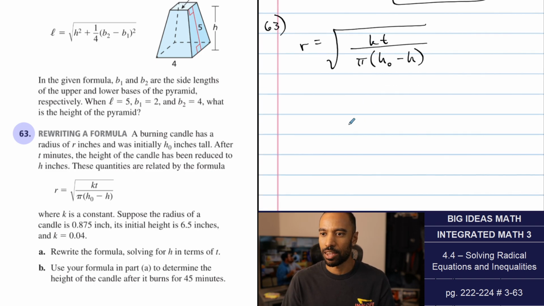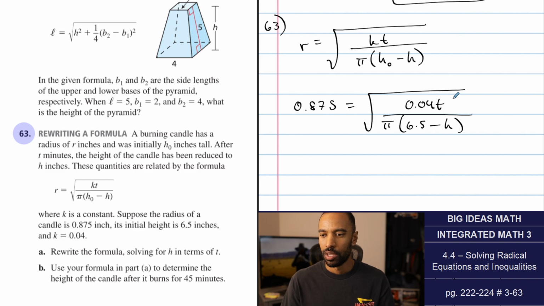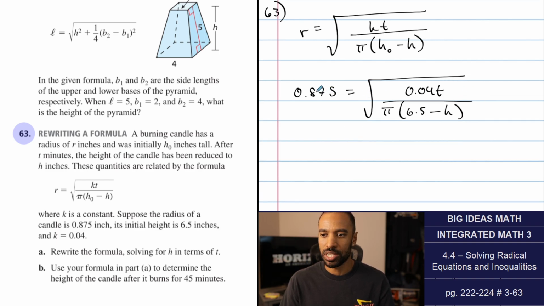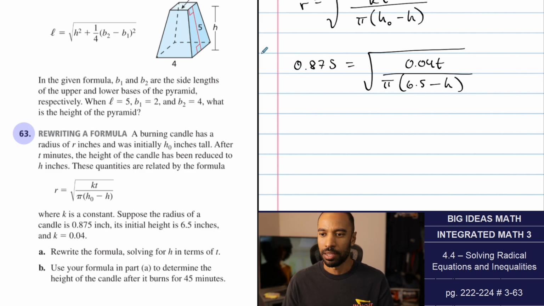Okay. k is a constant. Suppose the radius of a candle is 0.875 inches. Its initial height is 6.5 inches. And k is 0.04. Rewrite the formula solving for h in terms of t. What's k? 0.04. So we've got to get h by itself. t will be in the answer. Okay? So that's part A.